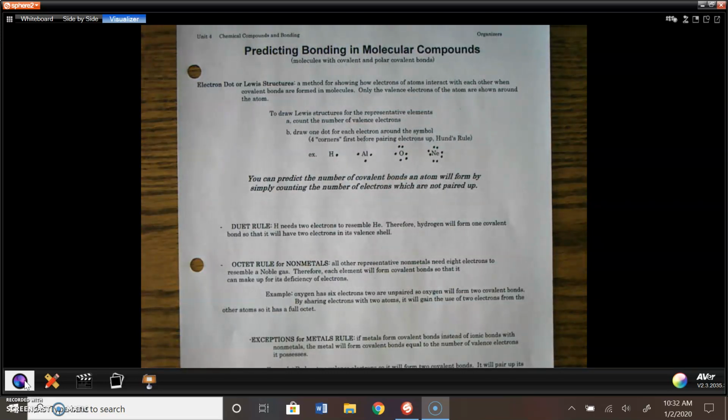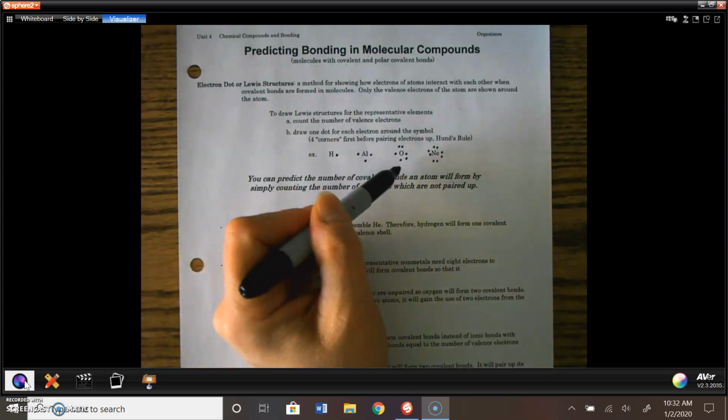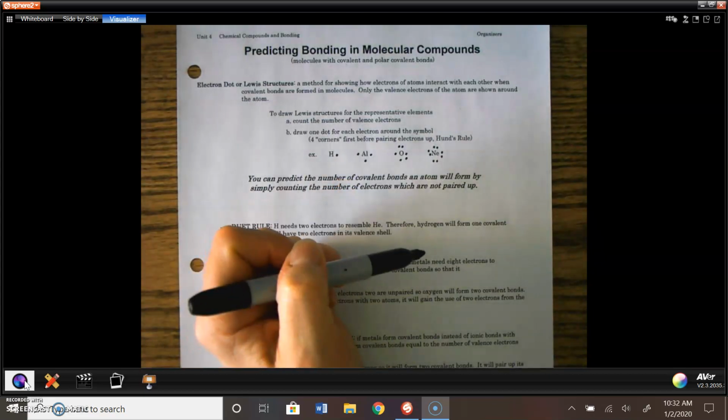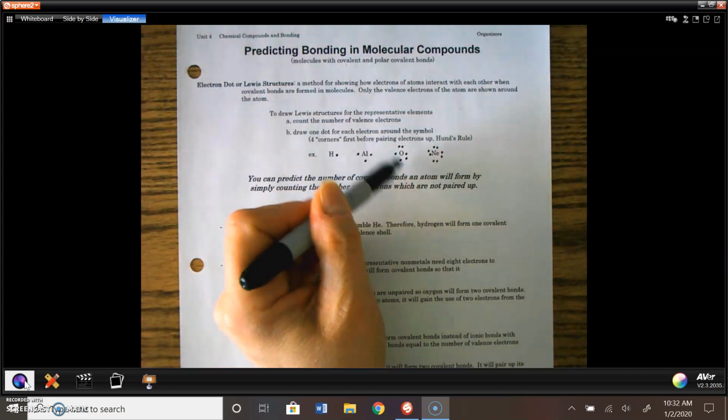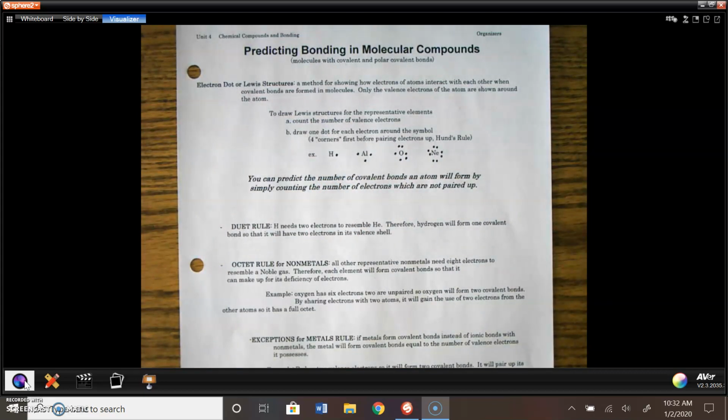Now, keep in mind that metals don't typically form covalent bonds. Usually the only time you see metals forming covalent bonds is if they're bonding with hydrogen, so you create a metal hydride. So if aluminum bonds with hydrogen, it's going to bond with 3 hydrogens so that it pairs up its 3 electrons. Oxygen has 6 electrons. It's got 2 full orbitals of electrons and then 2 half full orbitals. So oxygen's only going to form 2 bonds. And then neon, having a full valence shell, is not going to form any.